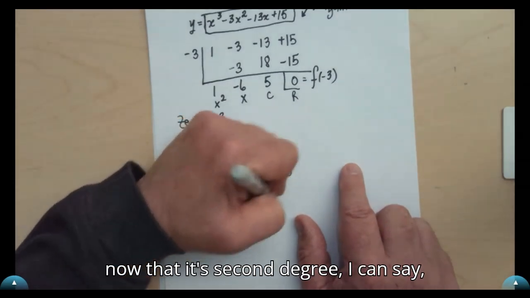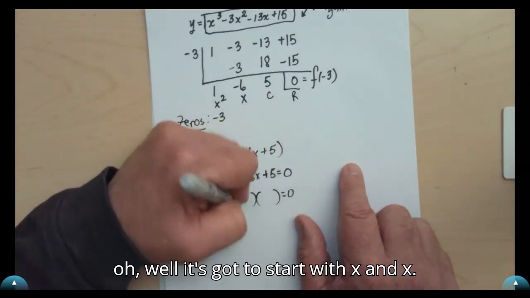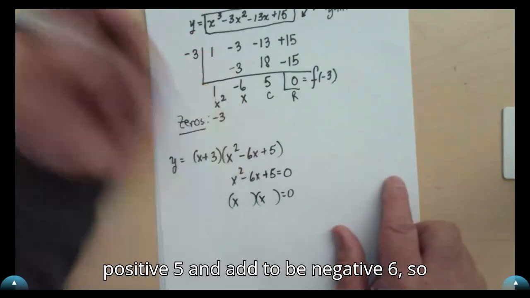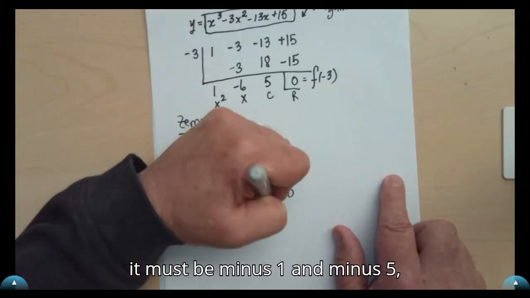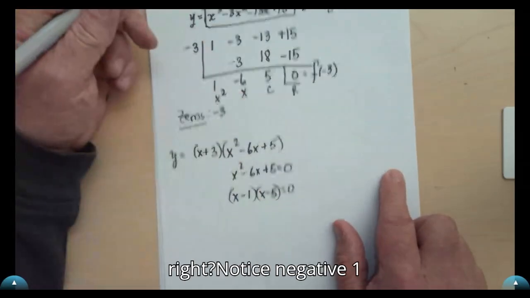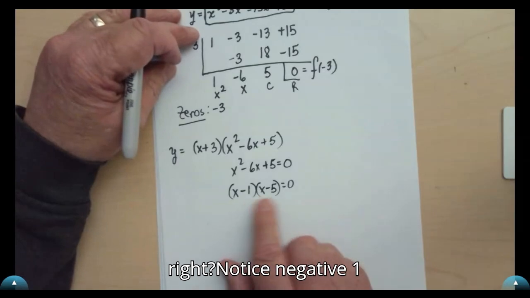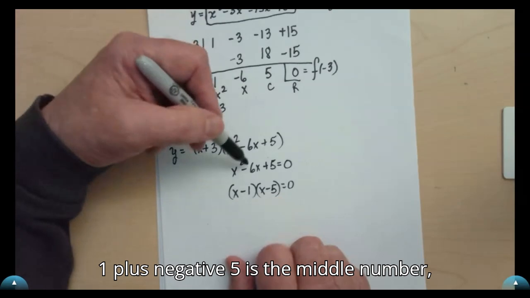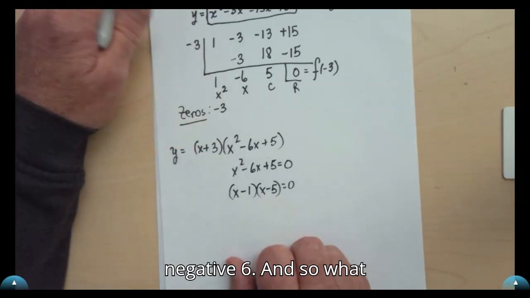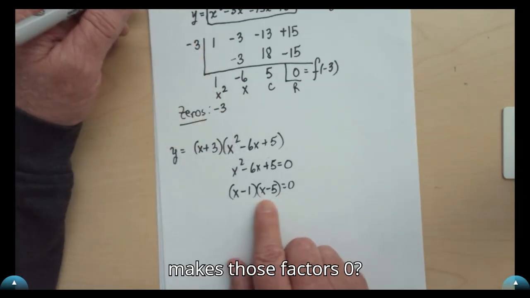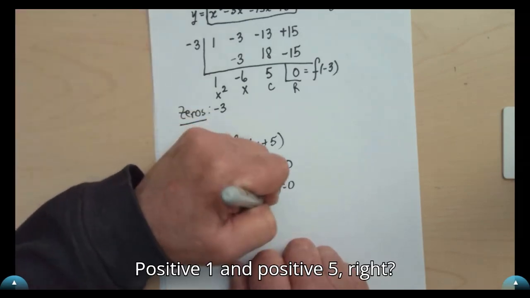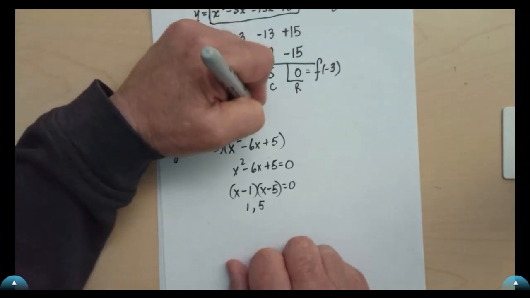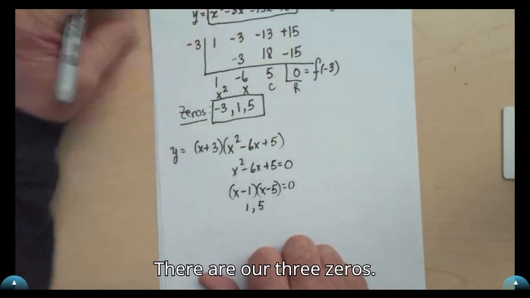So now that it's second degree, I can say, oh, well, it's got to start with x and x. The last two numbers multiply to be +5 and add to be -6. So it must be -1 and -5, right? Notice -1 times -5 is +5. -1 plus -5 is the middle number, -6. And so what makes those factors 0? +1 and +5, right? There are our 3 zeros.